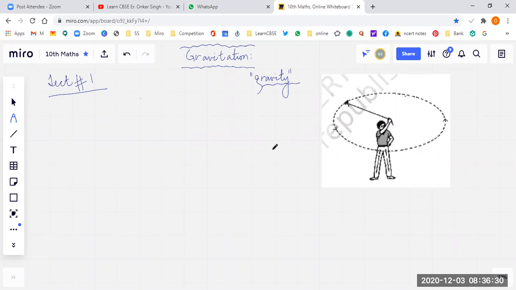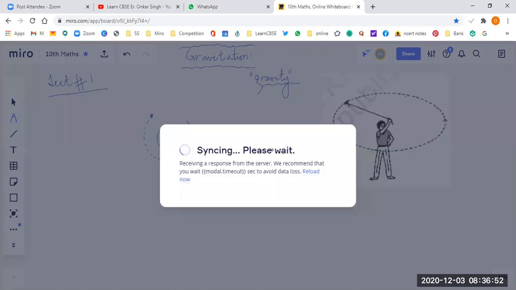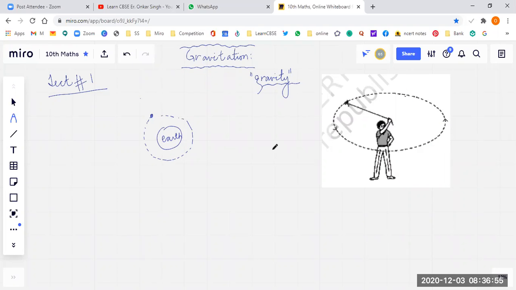What is this, students? You see, this is Earth. Everyone knows that Moon is the natural satellite of Earth, and Moon is constantly rotating around the Earth. Now the question is, what is the force which is binding the Moon, or which is compelling the Moon to rotate around the Earth in this nearly circular path?